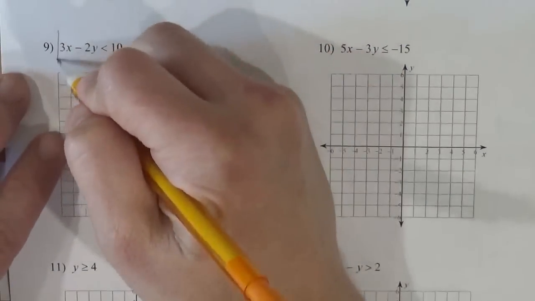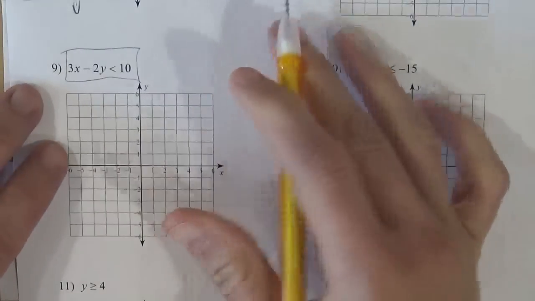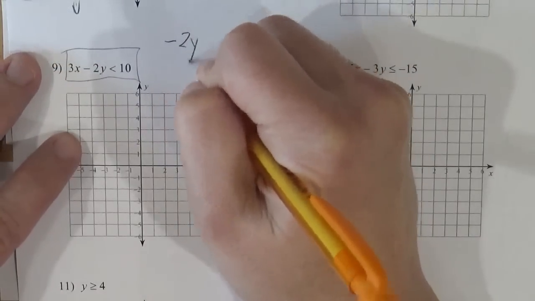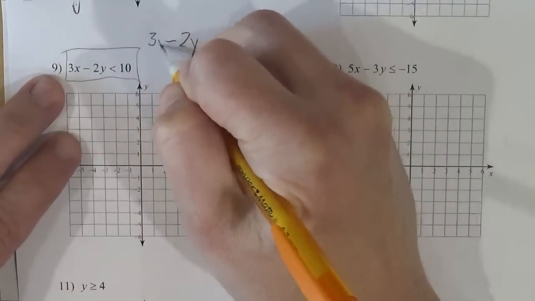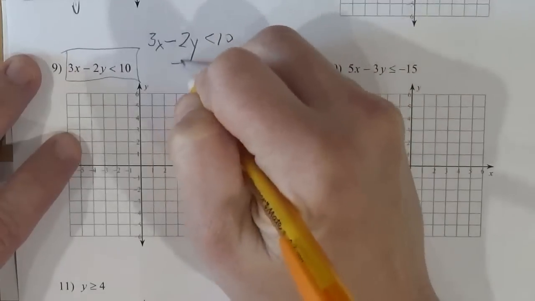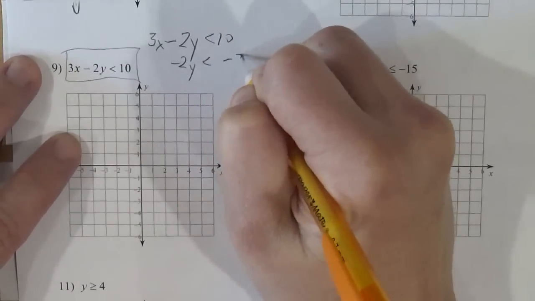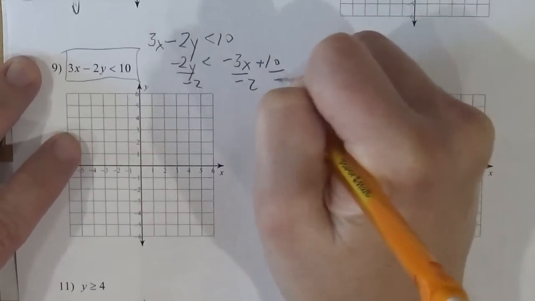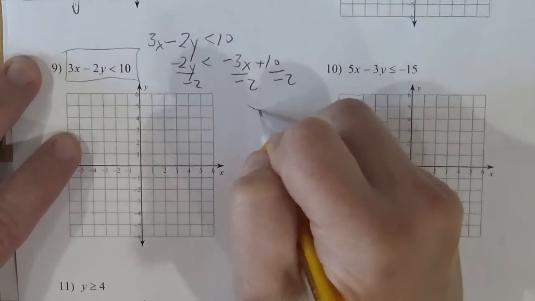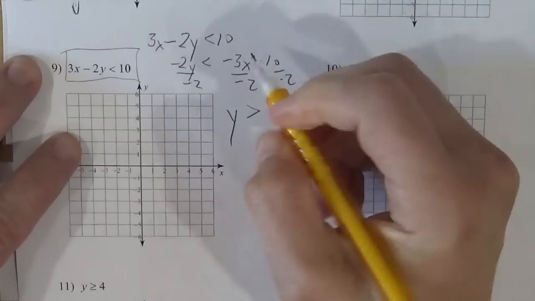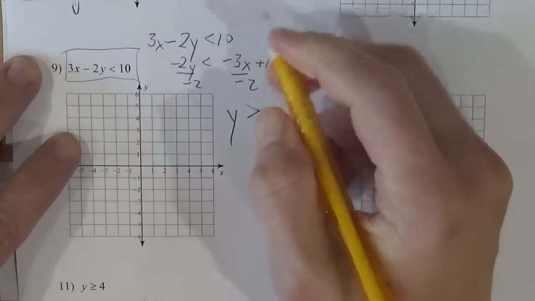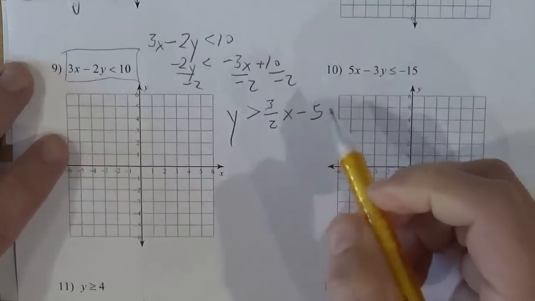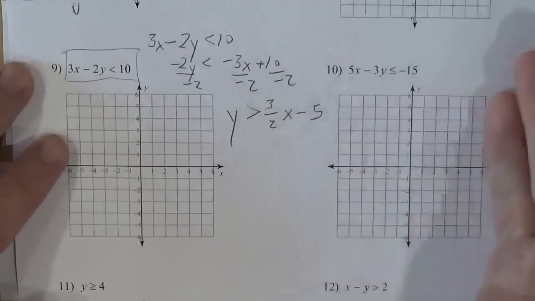Oh, then it starts to get to these guys. So let me do this one here. I want to solve for the y first, so just a little bit of algebra. I have 3x minus 2y less than 10. So I'm going to kick over the 3x, then I'm going to divide everybody by negative 2. Oh no, when you divide by a negative, that inequality sign will flip. So from less than to greater than, 3 halves x minus 5. And so now this looks nice and normal.